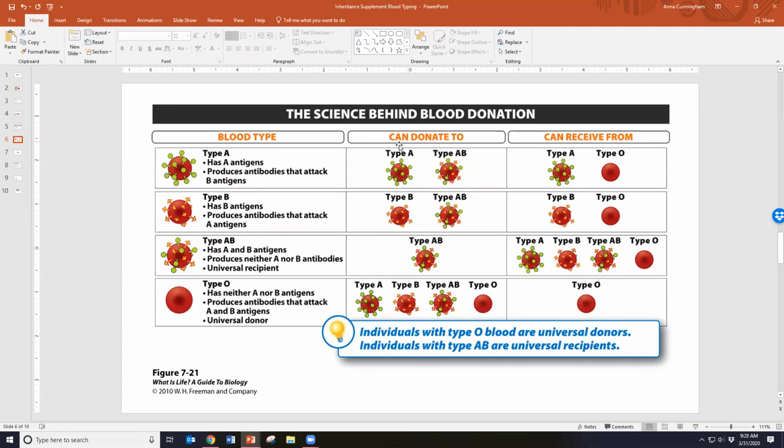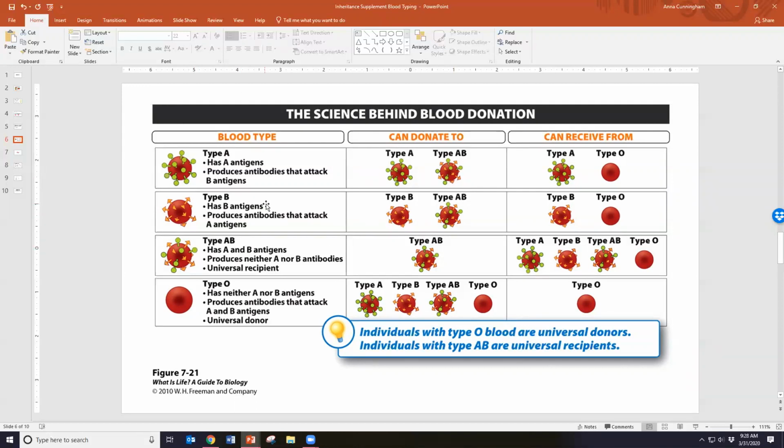Type A blood can donate to another type A individual because that's compatible. They could also donate to a person with type AB blood, because a person with type AB blood would recognize both A and B as safe. So if they get type A blood, they're not going to say this is wrong, because they don't have antibodies to type A. So you can go through that.